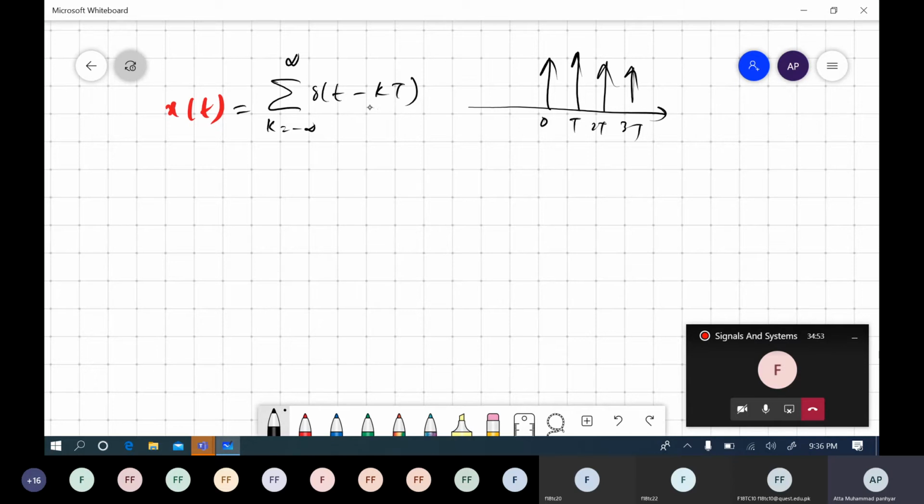Because when this t minus kT is 0, we get an impulse, right? For example, if k is 0, then t must be 0. If k is 1, then t must be capital T, and capital T minus t is 0, right? So this must be a series of impulses.